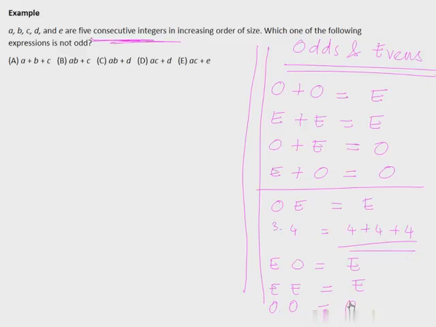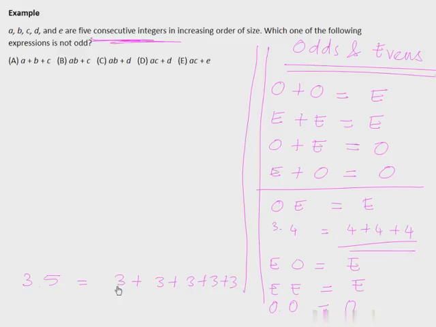Let's see how that works. I'm taking an odd integer, say 3, and I'm multiplying it by another odd, say 5, 3 into 5. That's 3 plus 3 plus 3 plus 3 plus 3, 5 times.